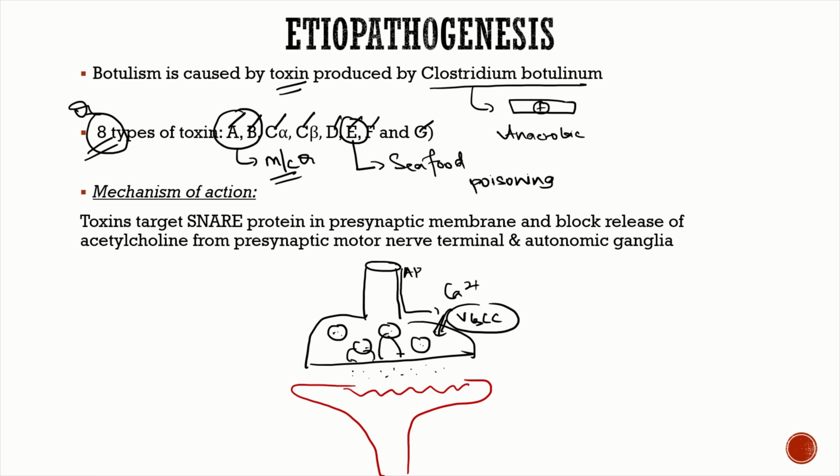So what happens in botulism? There is a protein called SNARE protein, which is an important presynaptic protein that is responsible for exocytosis of acetylcholine from the acetylcholine vesicles. In botulism, the toxins predominantly act on the SNARE protein, preventing its action, hence preventing the release of acetylcholine from the presynaptic terminals. So this is the mechanism of action.